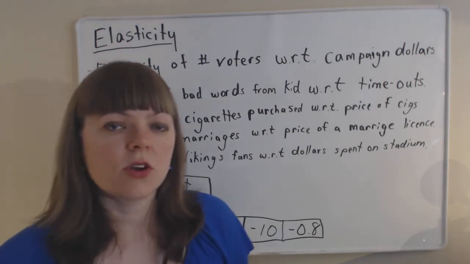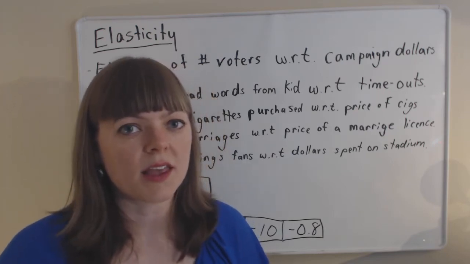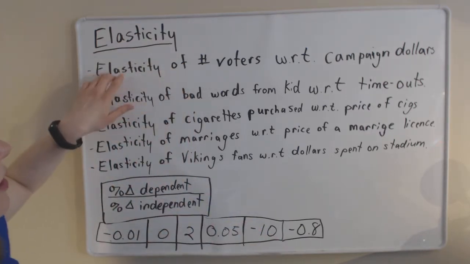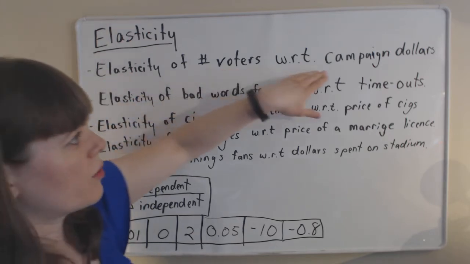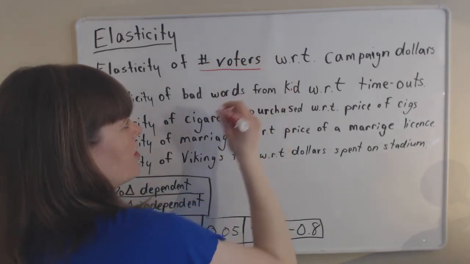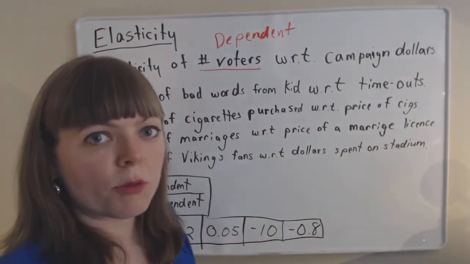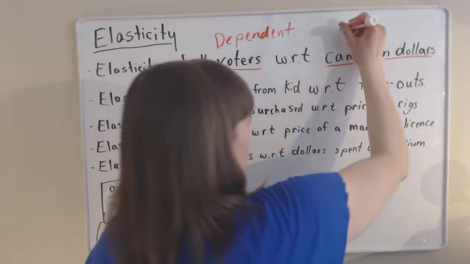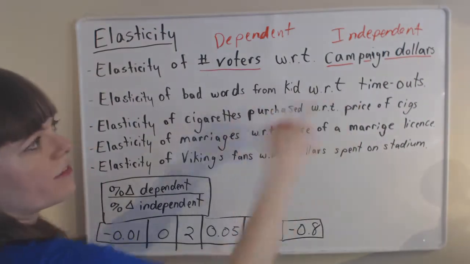the independent variable. So if we're thinking about a behavioral response, there has to be an independent variable that's influencing something and a dependent variable that's being influenced. So for example, a lot of times you'll hear economists say things like the elasticity of number of voters with respect to campaign dollars. And what that means is whatever's in this first position, that's going to be the dependent variable. So that's the variable being influenced by the other variable, and the other variable is at the end of this phrase, and that's the independent variable. And that's true for all of these formats.